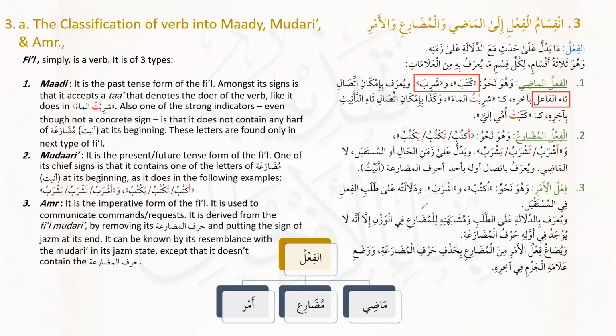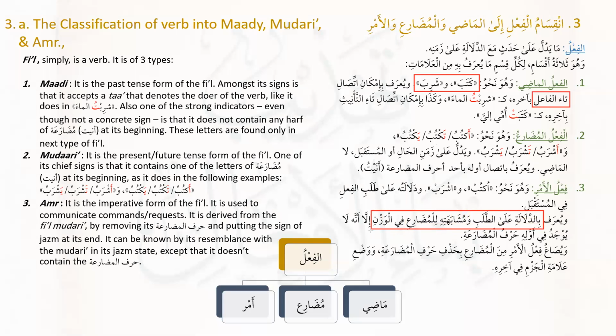Likewise, ويعرف بالدلالة على الطلب. How do you identify a فعل أمر? First of all, you must know the دلالة. The دلالة means the meaning that it gives, or what it denotes. If you know that, خلاص, then you can identify فعل أمر. So the first thing is the meaning. So inshallah, with lots of practice بإذن الله تعالى, you will be easily able to right away identify the فعل أمر. ومشابهته للمضارع في الوزن.